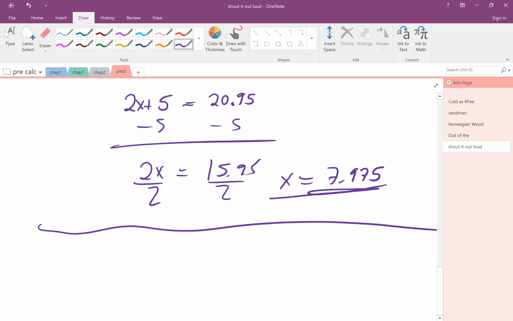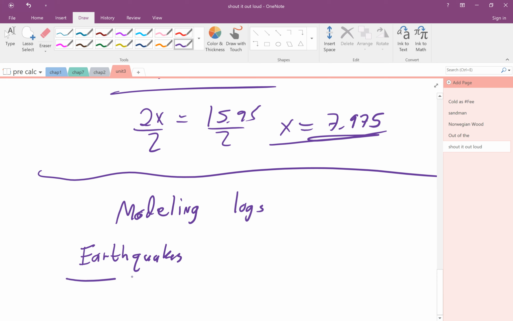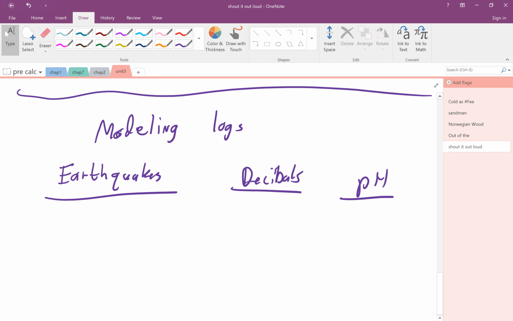All right. I want to get into some modeling a little bit with logs, and there's a couple of applications. One of them has to do with earthquakes, of course, and you probably did some of this last year because, all right, decibels and pH are the three things that have some with logs, obviously.